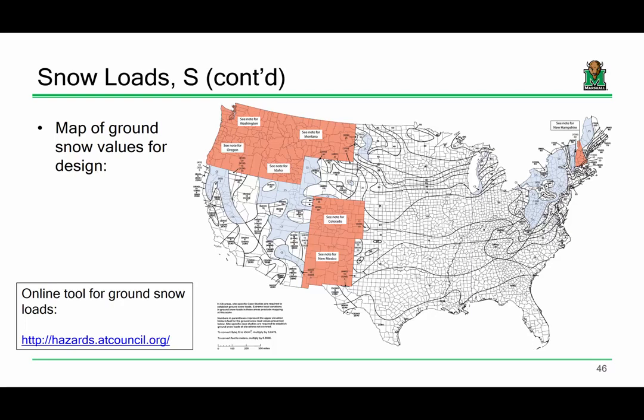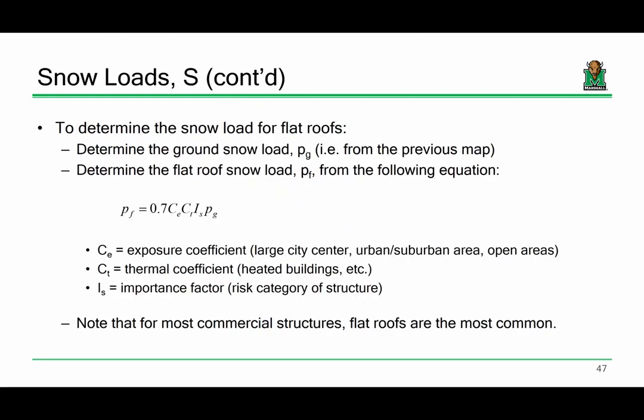Okay. The only thing about snow is that the code reports snow basically like this. They just print off this super fine print map. The folks at ATC have done a phenomenal job of taking this, digitizing it, and integrating it with Google Maps. It's the same tool that we used for wind and seismic. It's the same location. It'll report snow loads for you as well.